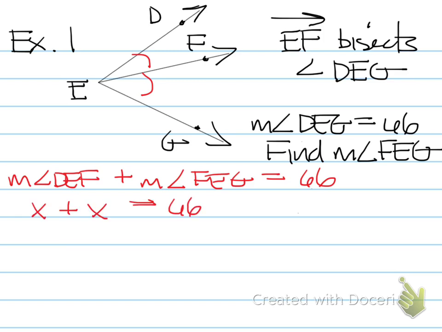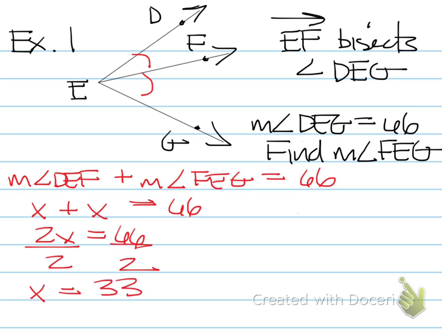All right, so I don't know what the measure of each one of those angles is, but I do know that they're congruent, so I can just plug in x for both of the angles. x plus x is 2x. Divide both sides by 2, and x equals 33. So both of those angles are 33 degree angles.